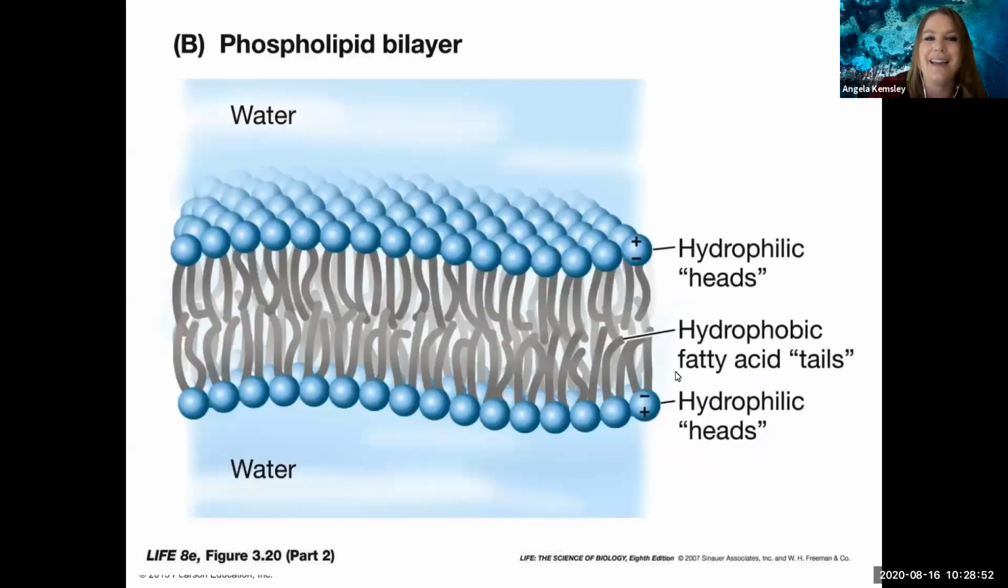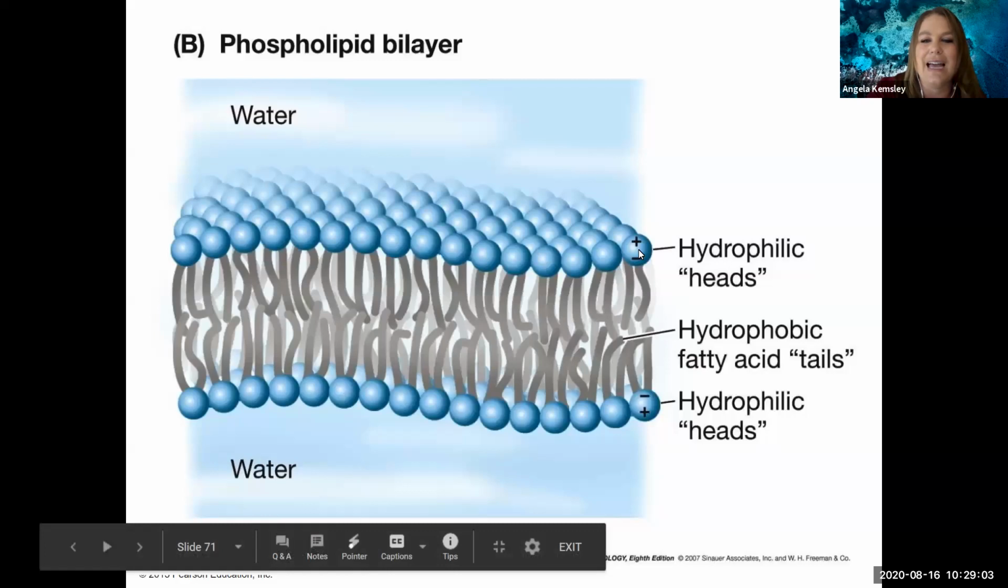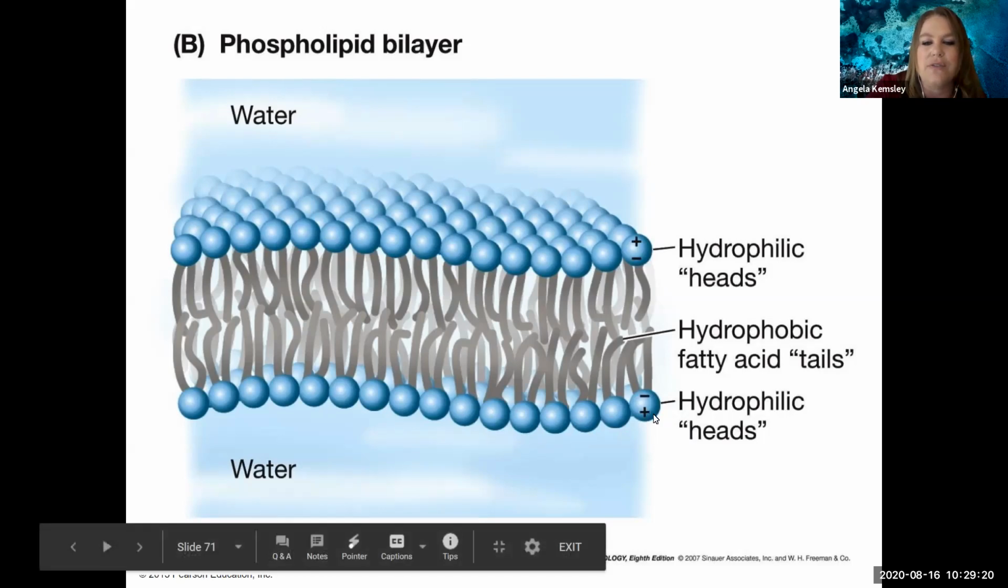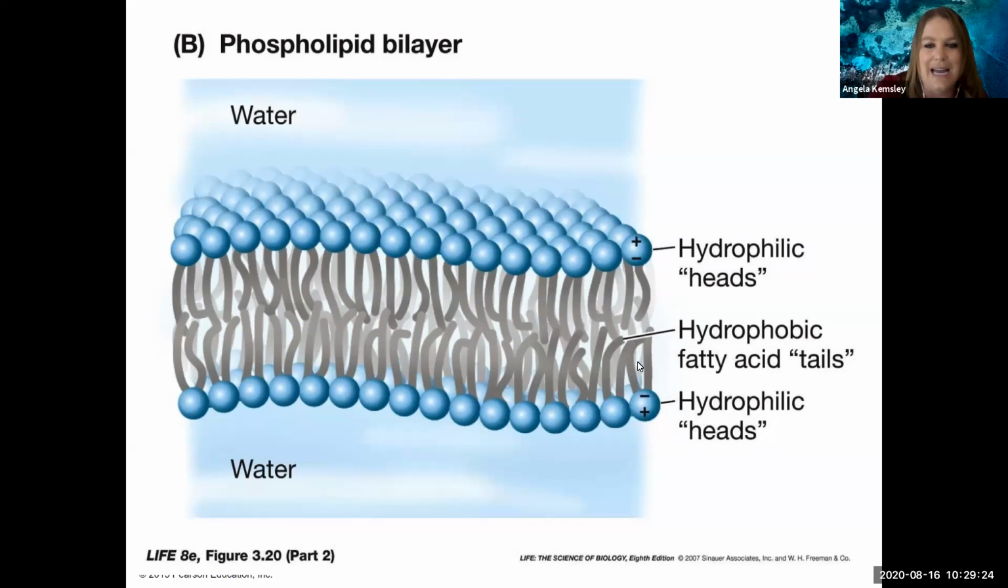Here is yet another way of looking at it. If you haven't caught on yet, these phospholipid bilayers are super, super important. So you're going to see it a lot. So here are hydrophilic heads. Again, they are polar. There's a slight positive charge on the top, a slight negative charge on the inside. We have our hydrophobic fatty acid tails in the middle, hiding from the water, and another layer of hydrophilic heads. Again, positive is on the outside, negative charge is on the inside.